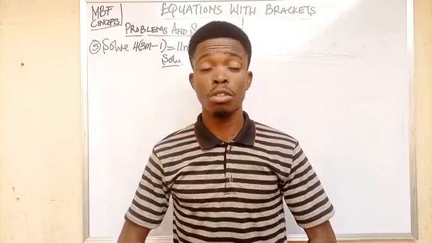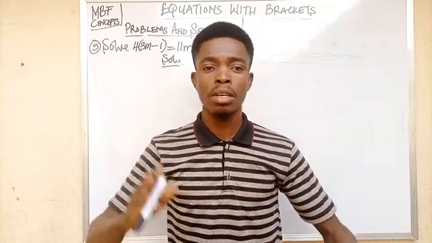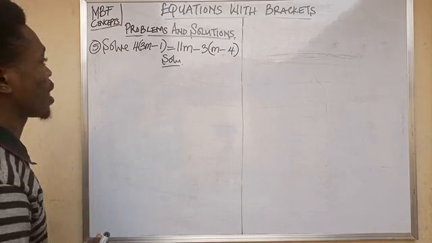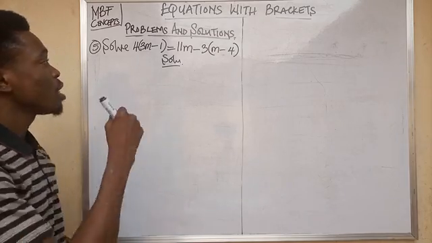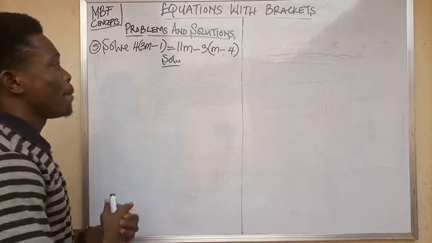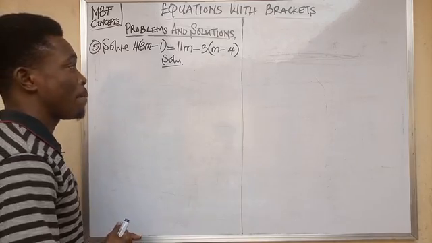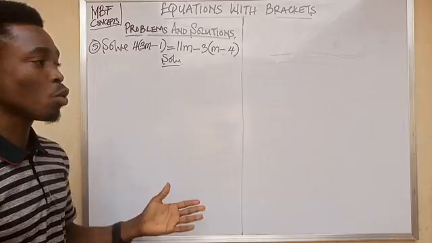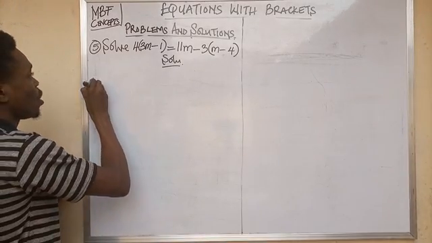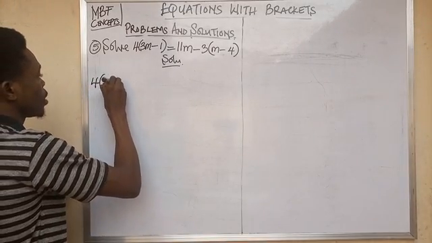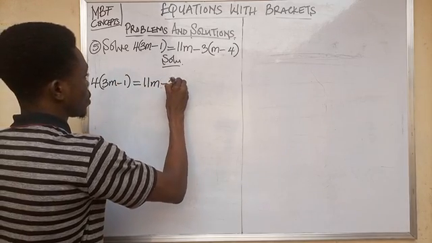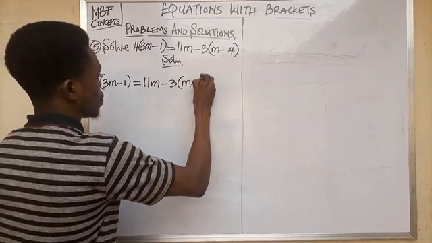Solving question number 5. The very question number 5 is what we have on the board. Guys, now we are asked to solve 4(3m - 1) = 11m - 3(m - 4). Guys, this is an equation with brackets, right? Yes. So what do we do? We put down the equation: 4(3m - 1) = 11m - 3(m - 4).